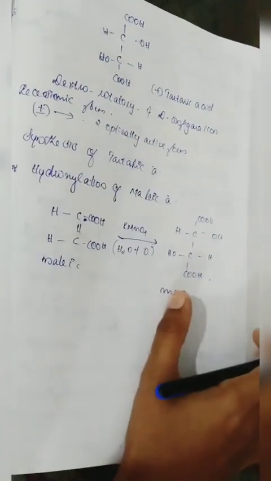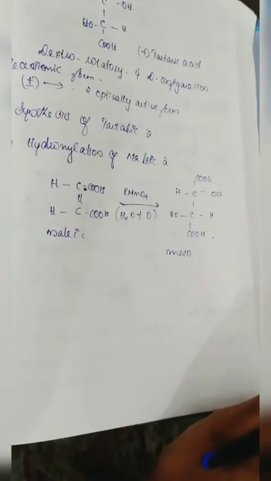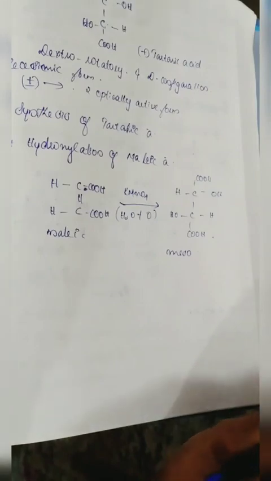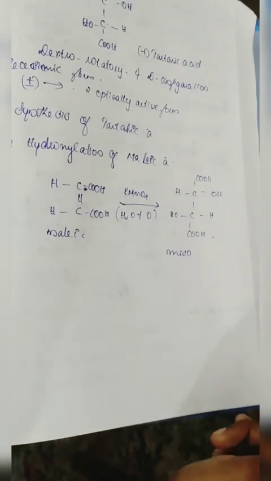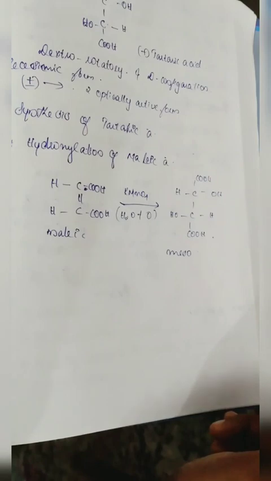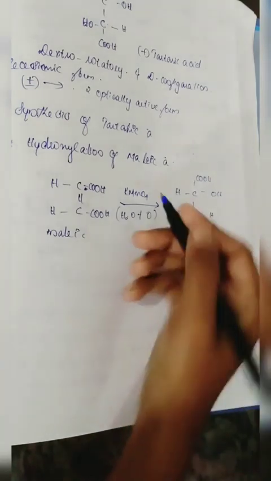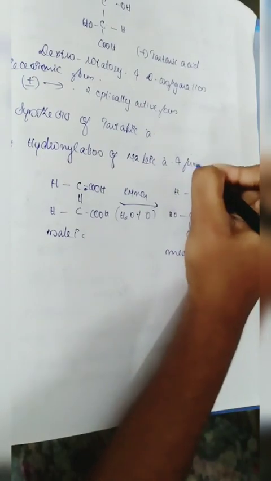Next we are moving on to the synthesis of tartaric acid. How will be the process of synthesis? The first process for synthesis is hydroxylation of maleic and fumaric acid.